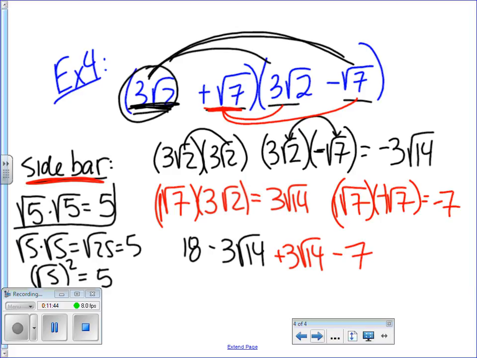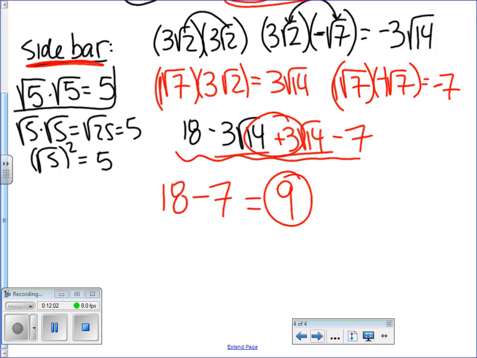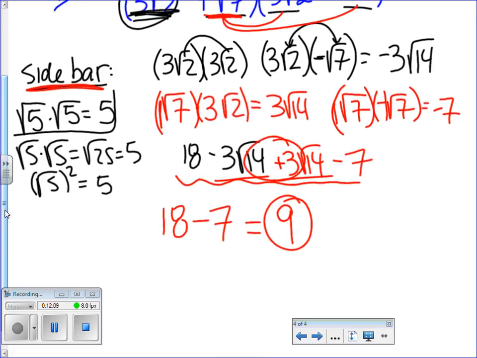Now we're going to simplify this expression here. So I have 18, negative 3 radical 14, and positive 3 radical 14 add to 0. So this becomes 0. And then we have minus 7. 18 minus 7 is 9. That's our answer. Kind of crazy, right? How we can go from these radicals in two binomials being multiplied together to just getting a number like 9.